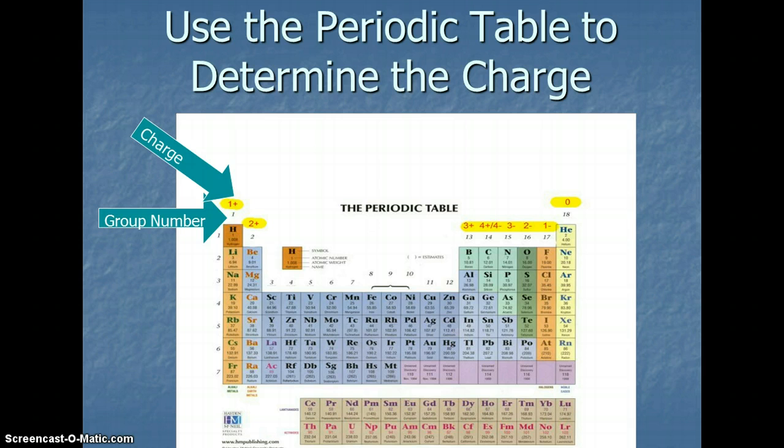So use the periodic table to your advantage. Again, memorize that kind of stuff. It's easy to memorize because it basically follows the numbers on the metal side. On the non-metal side, we start at 0 all the way on the right and then work our way to 1, 2, 3, 4.